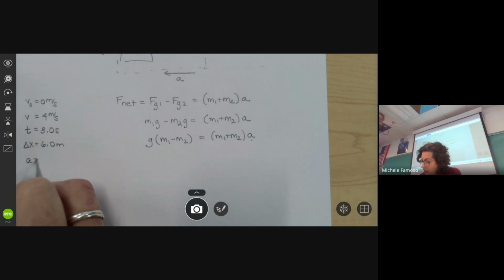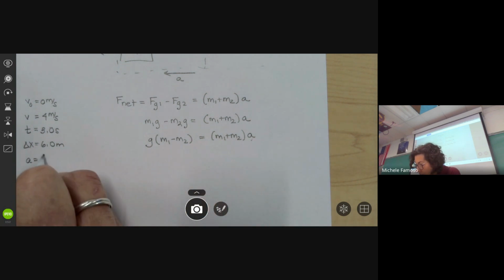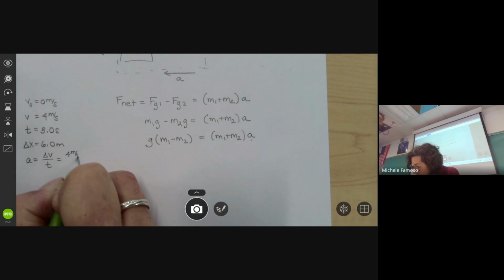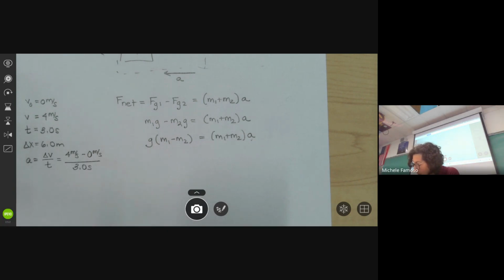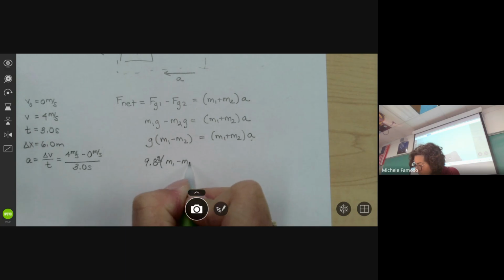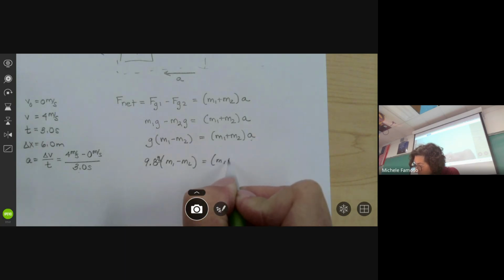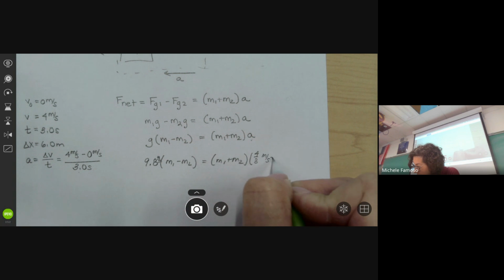So the first thing I'm going to do is figure out what the acceleration is here. You've got a number of options to do that. I'm just going to use the change in the speed over the time. That is 4 meters per second minus 0 meters per second over 3.0 seconds. So 4/3 is my acceleration. So I'd have 9.8 meters per second squared is mass 1 minus mass 2, over mass 1 plus mass 2, times this 4/3 meters per second squared.